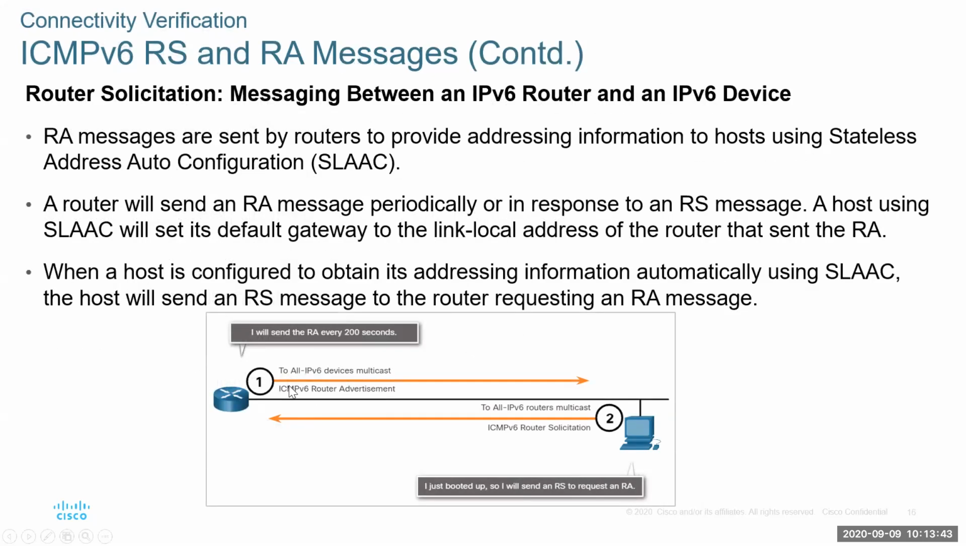So an IPv6 network is a little different. With a router solicitation, you're going to have messaging between the router and the device itself, for example, what you saw with my IP addressing there. And you're going to use stateless auto configuration, or SLAAC, which is very similar to DHCP, but allows you to get some auto configuration of your addressing. The router will send an RA message periodically and in response to an RS message. So for example, all IPv6 devices are multicast out, and then routers respond with a multicast going back telling it what router it is. So I just boot it up and send an RS to request an RA, and then it comes back this direction.